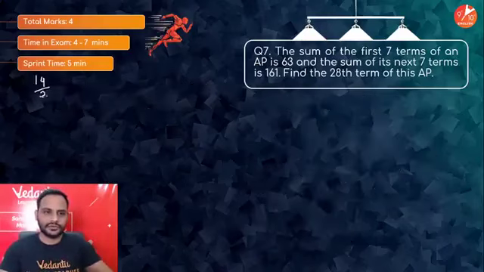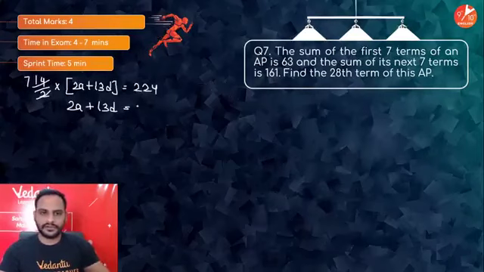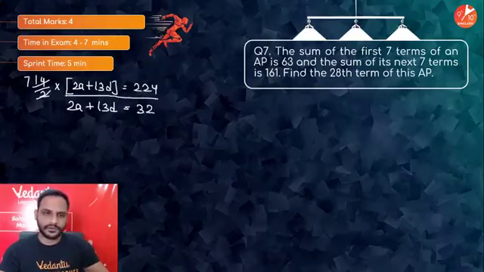So 14 by 2 into 2a plus 14 minus 1, which is 13d, is equal to 224. 7s are 14, so you have got 2a plus 13d is equal to, shifting 7 in division, 224 by 7, which is 32. 7 3s are 21, 7 2s are 14. This is your second equation.